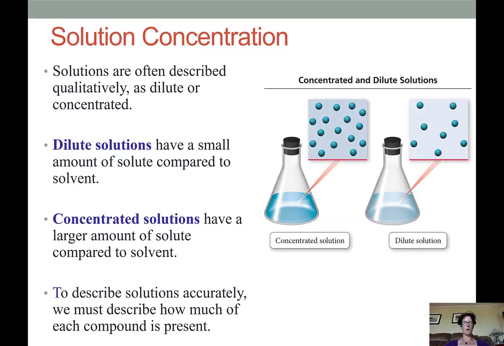Solutions can be described by more than simply their constituent solvent and solutes. They are also described by their concentrations, or the relative abundance of solute within the solvent. This can be described qualitatively in terms of whether there is a very, very small amount of solute, in which we would call the solution a dilute solution, as shown on the right, or if there is a large quantity of solute within the solvent, we would say that's a concentrated solution.